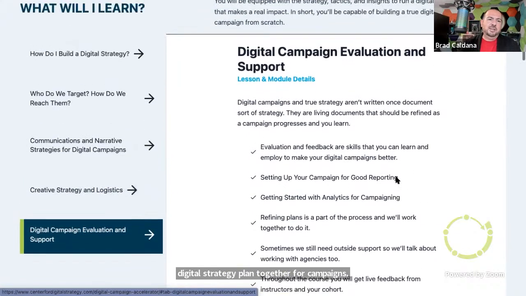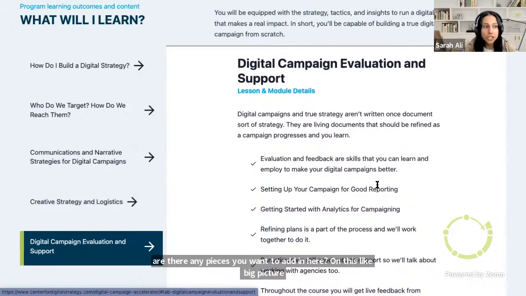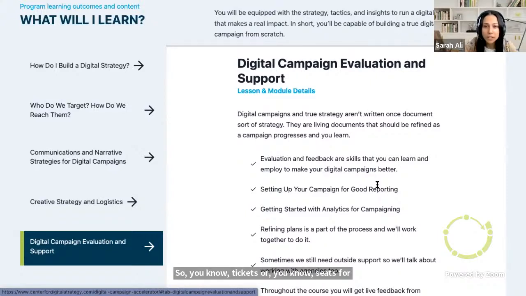So are there any pieces you want to add on this big picture? No, I think the piece to keep in mind is that it is a sliding scale. Tickets or seats for this Digital Campaign Accelerator are for a team, so it is better that you bring more than one member of your team. That goes back to that first pillar, investing in professional development.